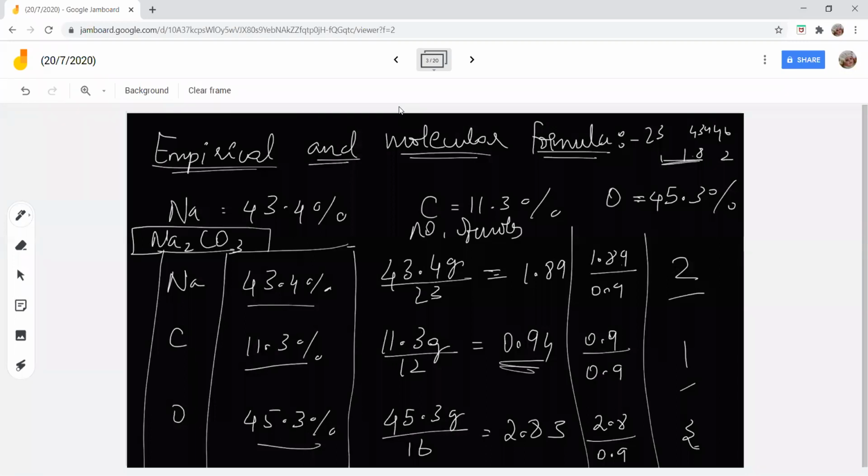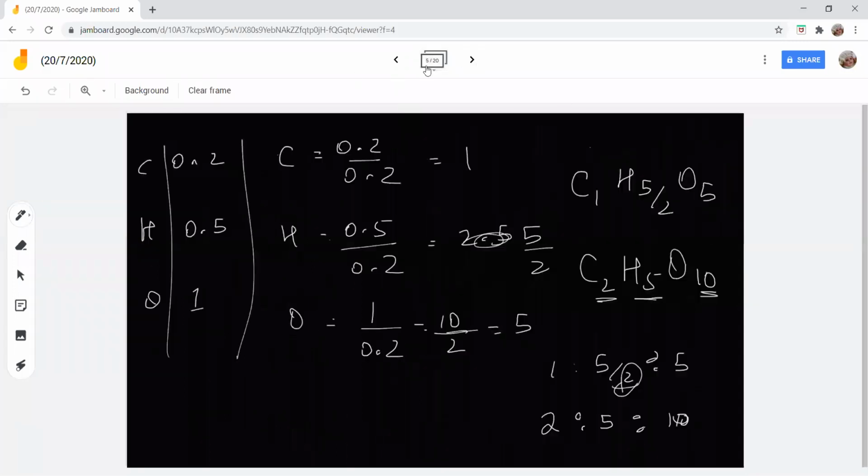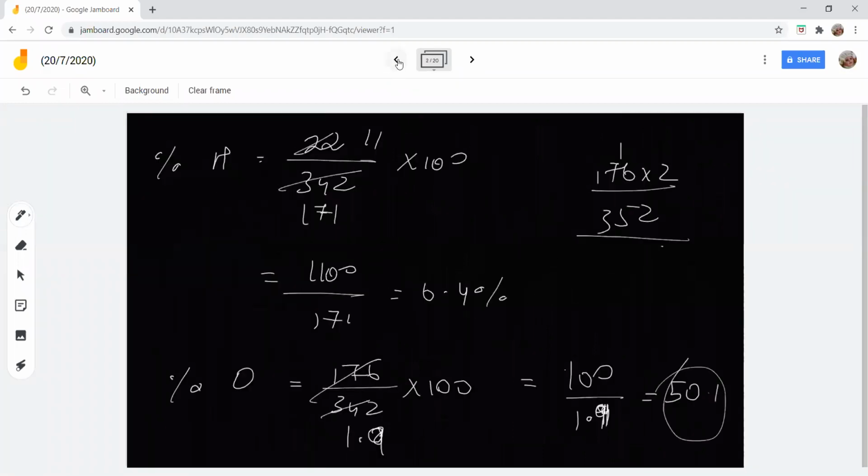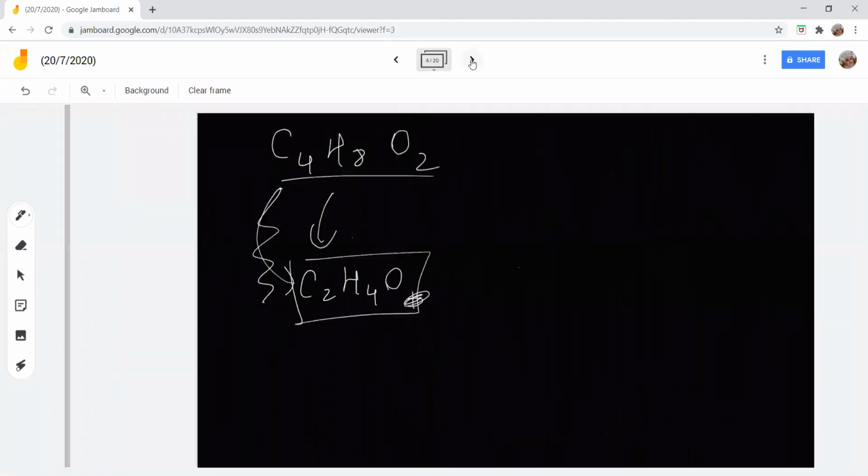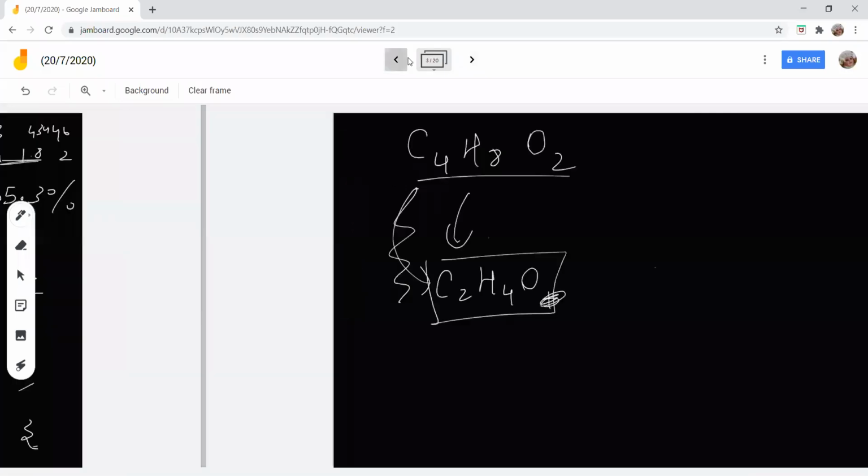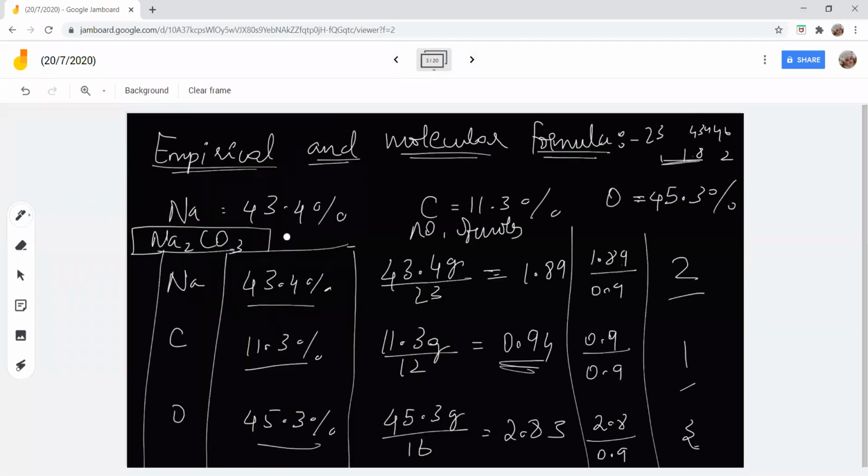Thambi, now look, I'll take C6H12O6 for you. Take the same problem itself. Okay, what is it? 1 minute.